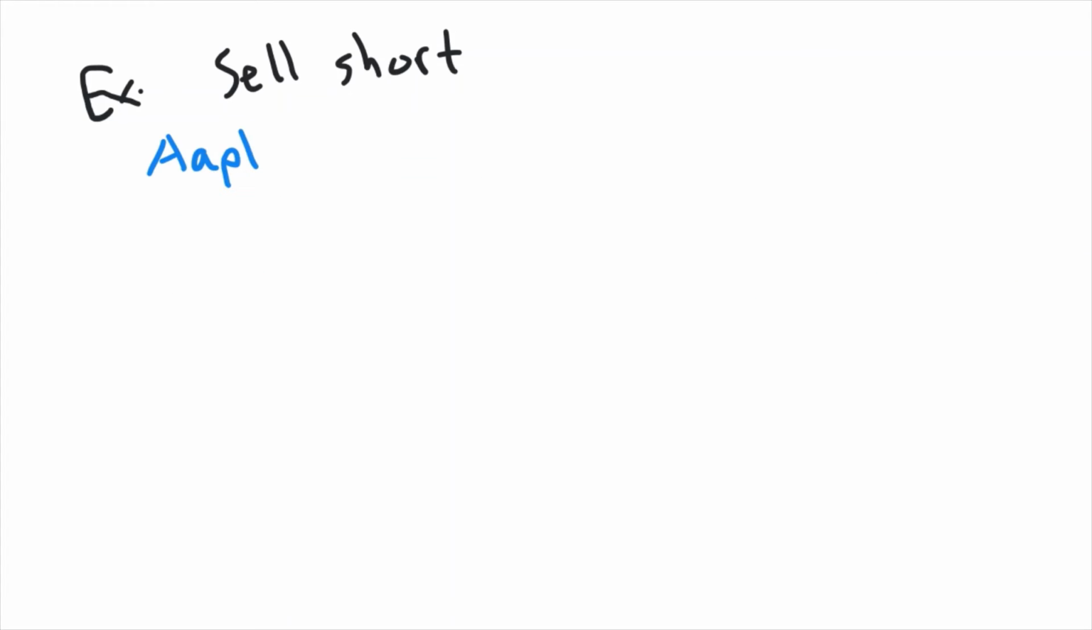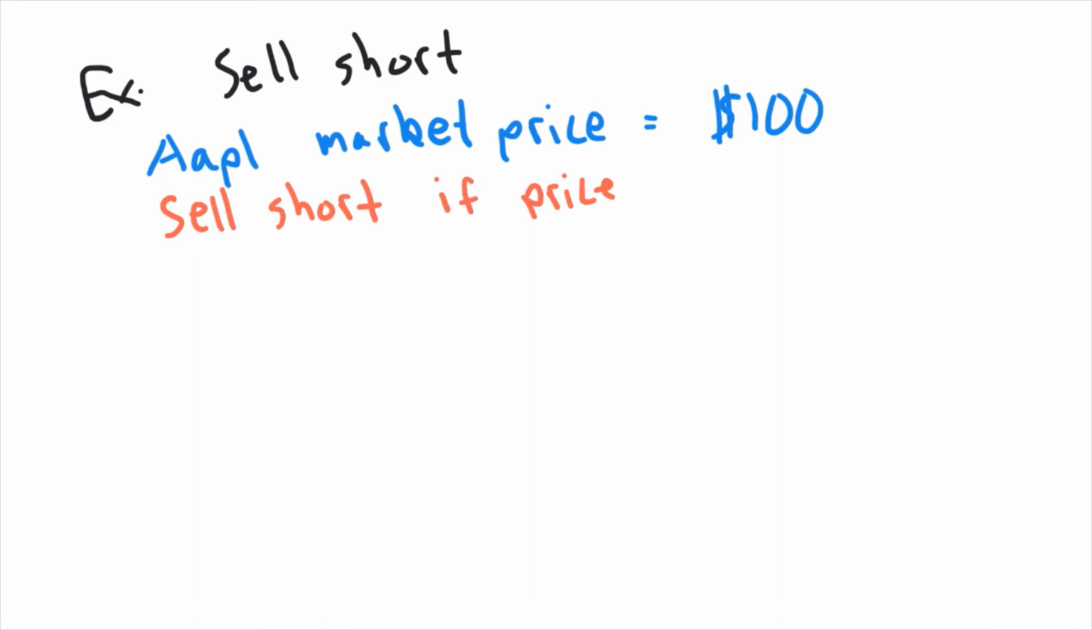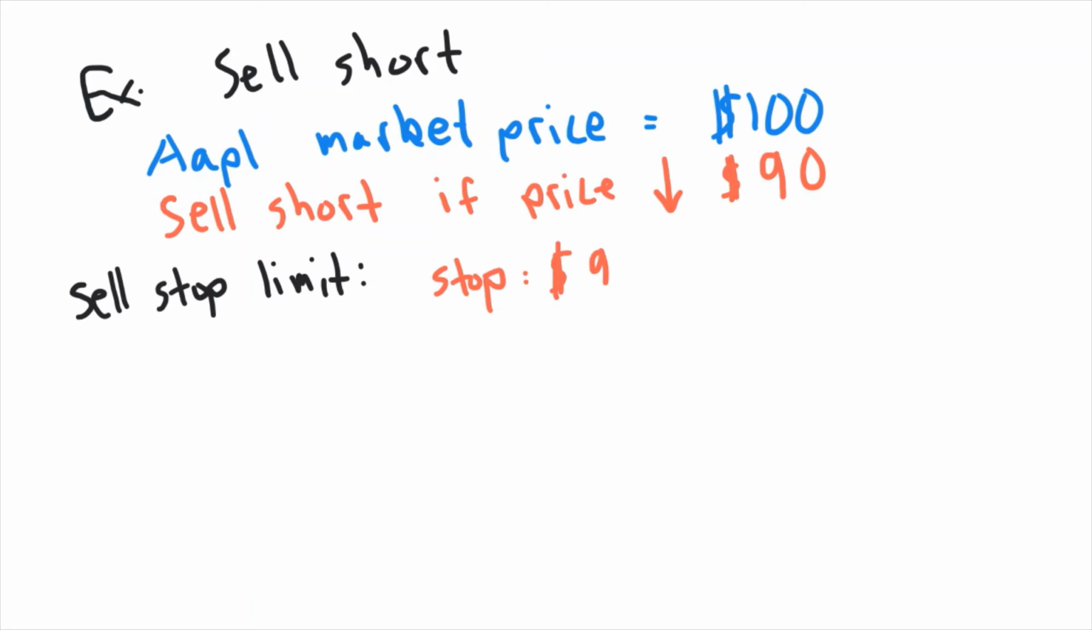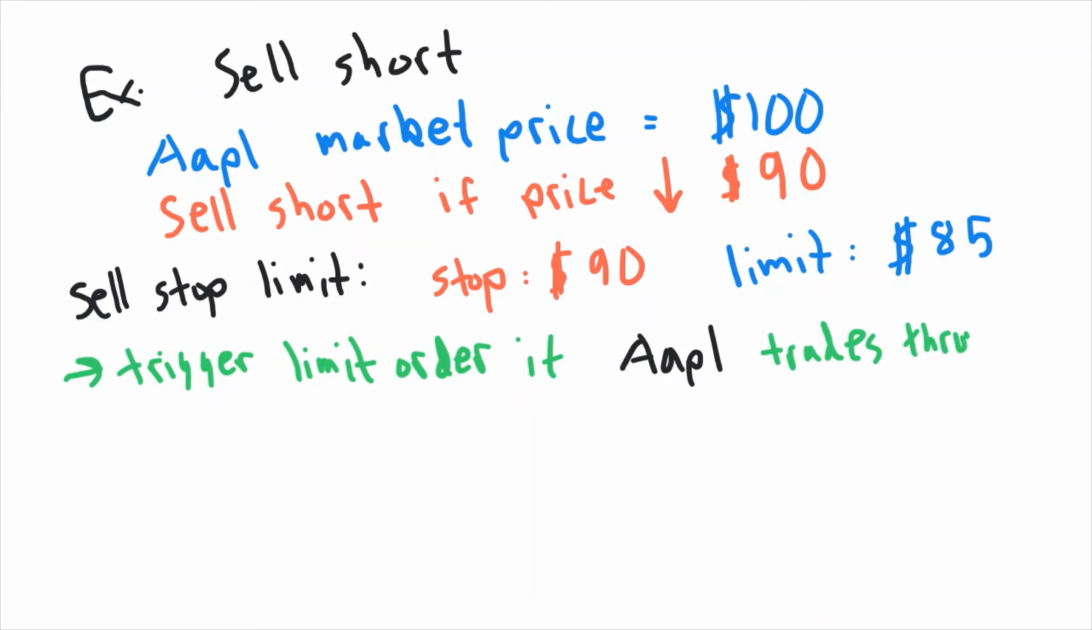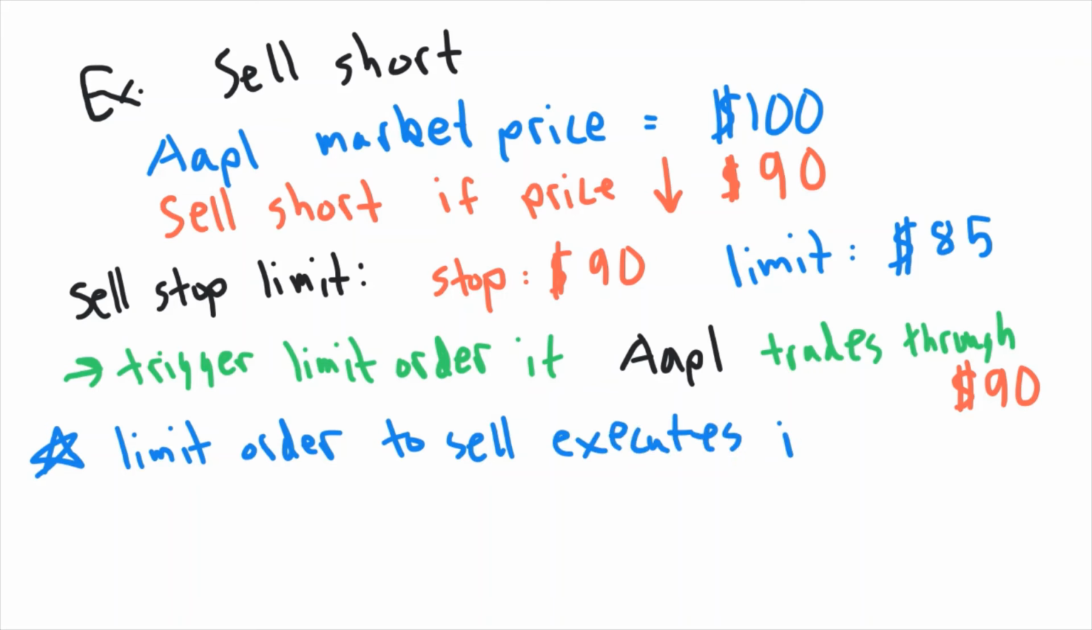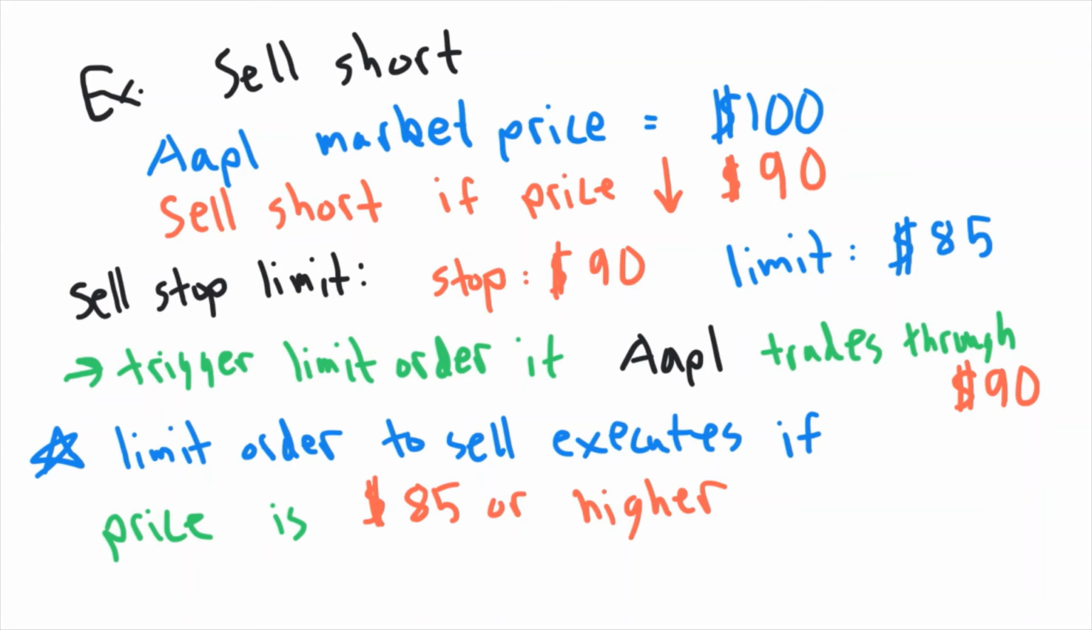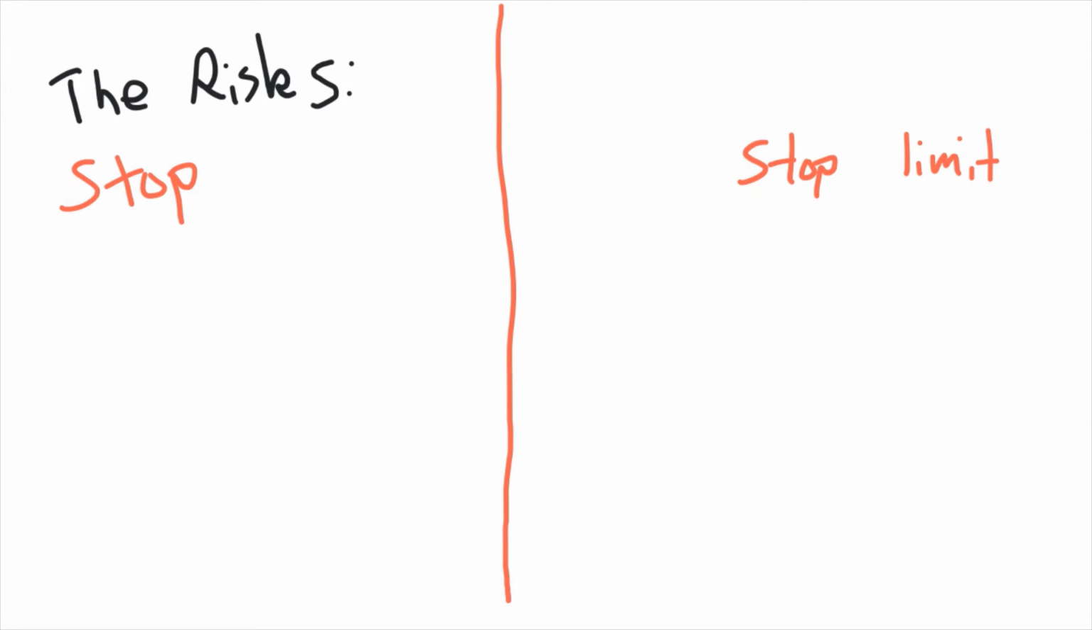So here, just a sell short example, Apple market price is 100. We want to sell short if the price drops to 90. We don't have it in our account right now. So we could put a sell stop limit, the stop at 90, limit at 85. It'll trigger the limit order if Apple trades through 90. So if it drops to 90, the limit order will sell and execute if the price is 85 or higher, and we'll be short. So let's go through the risks.